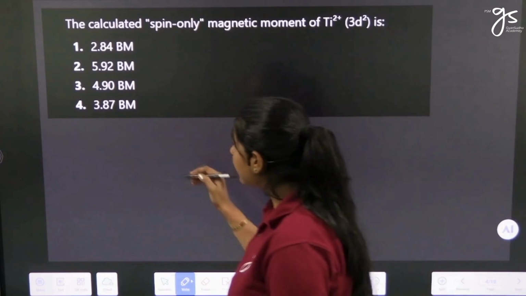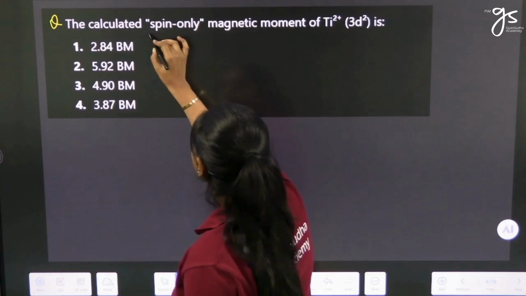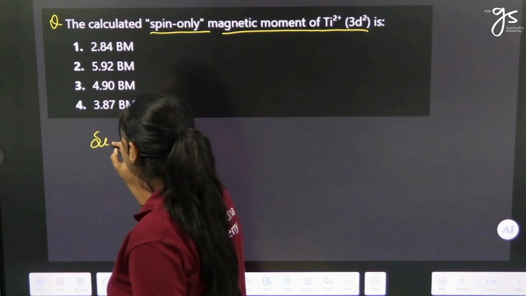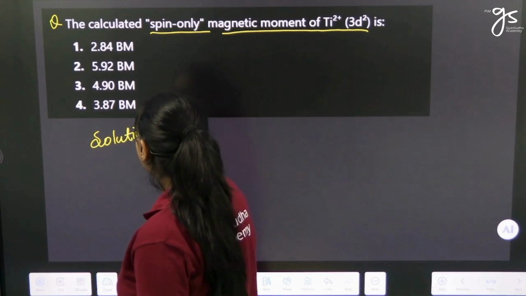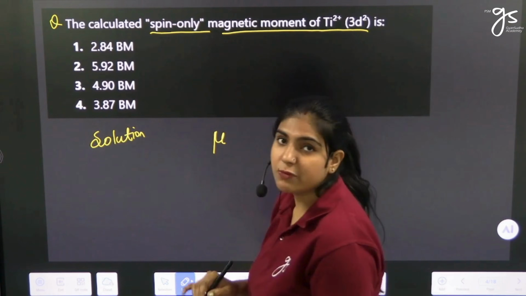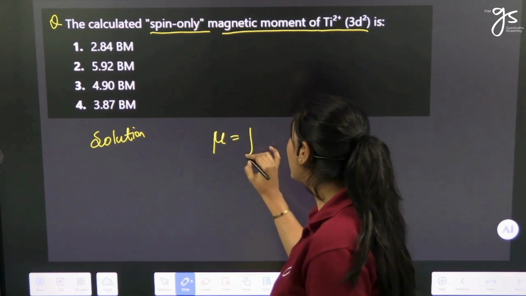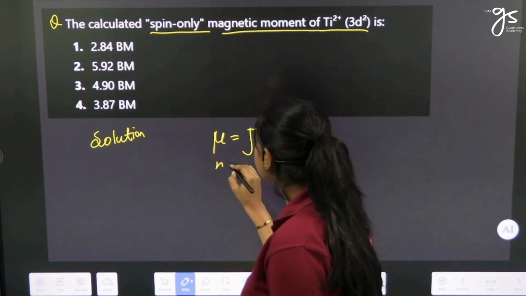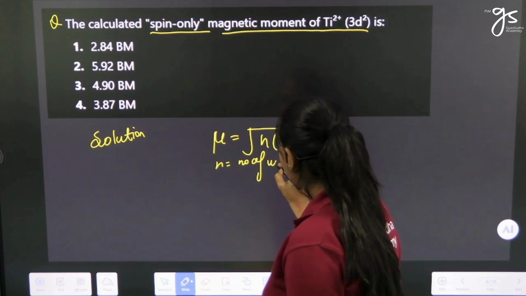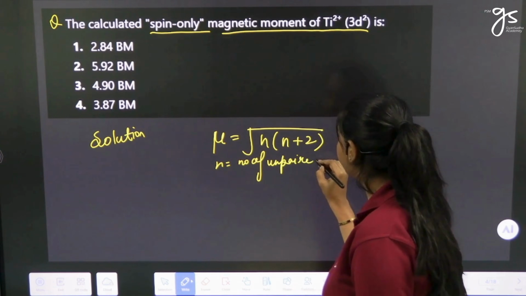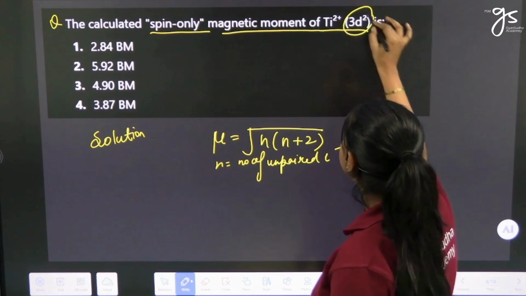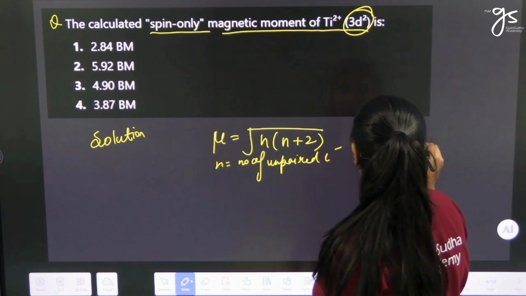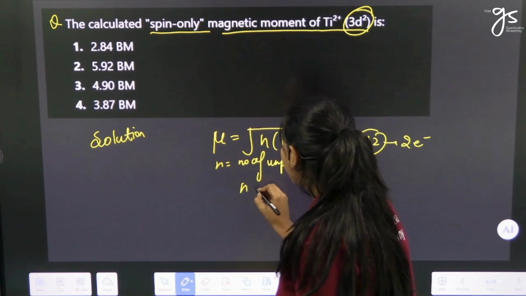Now look at this question. This question asks the spin only magnetic moment of titanium. So we must know the formula for calculating the spin only magnetic moment. That is mu, which we use to represent the magnetic moment, equals under root n into n plus 2, where n is the number of unpaired electrons. If we see the question, it is itself saying that it is d2, so 2 electrons are unpaired. So the value of n is 2.